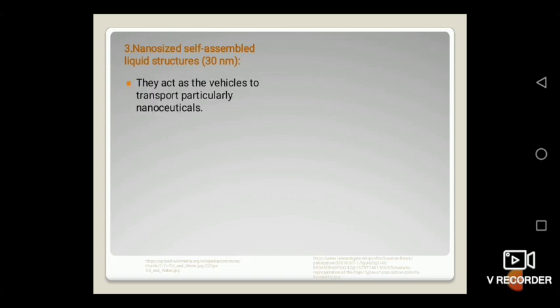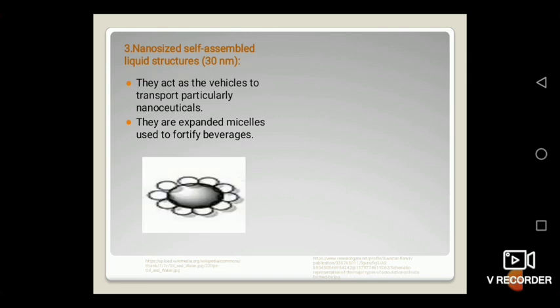Then we have nano-sized self-assembled lipid structures, which are 30 nanometer in diameter, and they act as vehicles to transport particularly nanoceuticals. They are expanded micelles used to fortify beverages. Here is their structure.